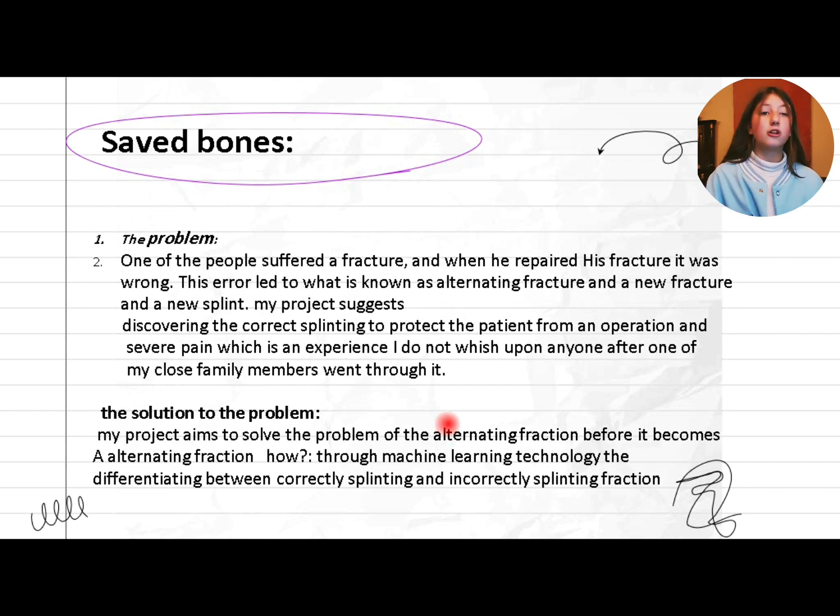Now, the solution to the problem. My project aims to solve the problem of the alternating fracture before it becomes an alternating fracture. How? Through machine learning technology, the differentiation between correctly splinting and incorrectly splinting fracture.